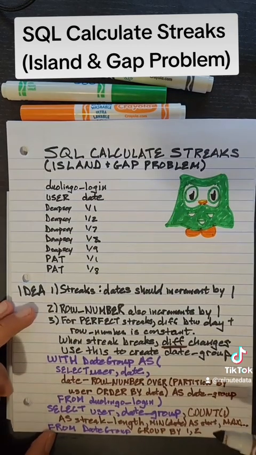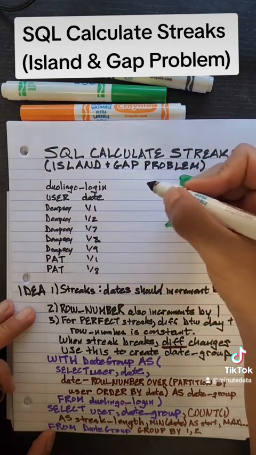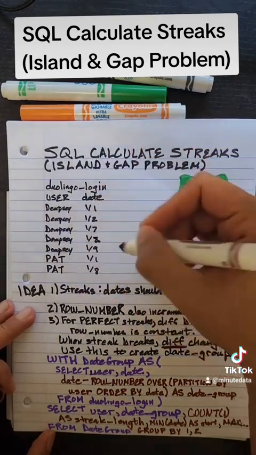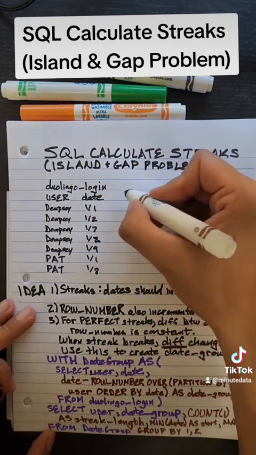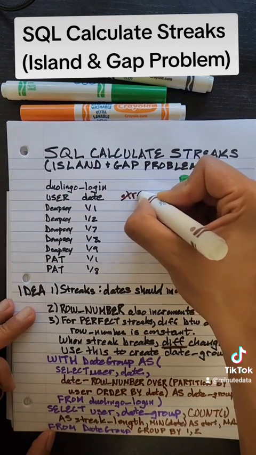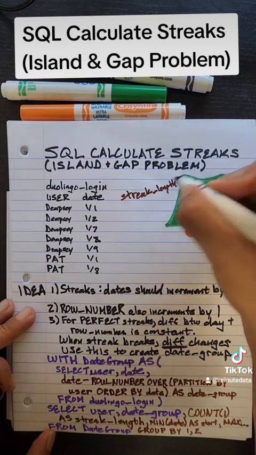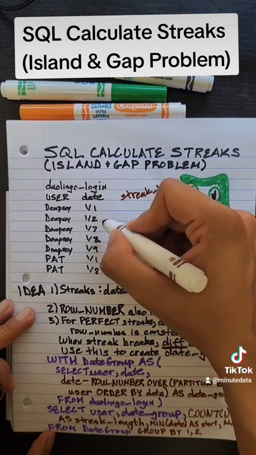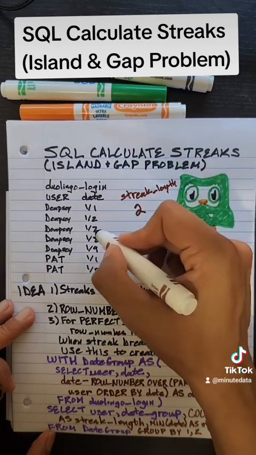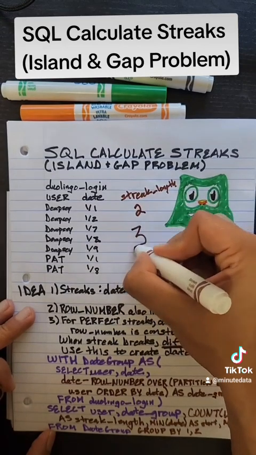So what does this look like? It's not going to be the actual table, but the idea is we're going to have this new variable called streak length. And then for these two, the first and the second, that's going to have a streak length of 2. The 7th, 8th, and 9th, that's going to have a streak length of 3.